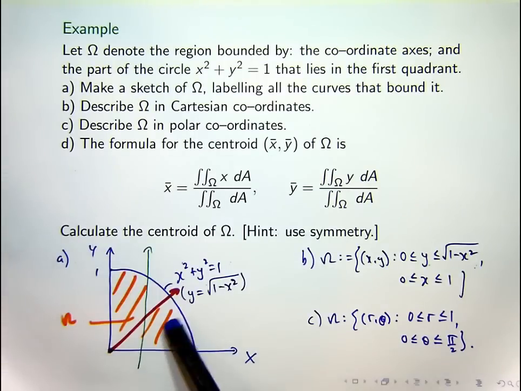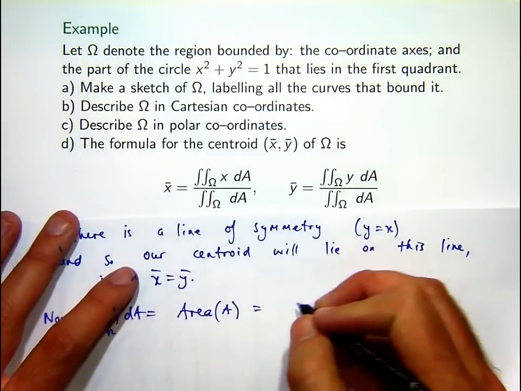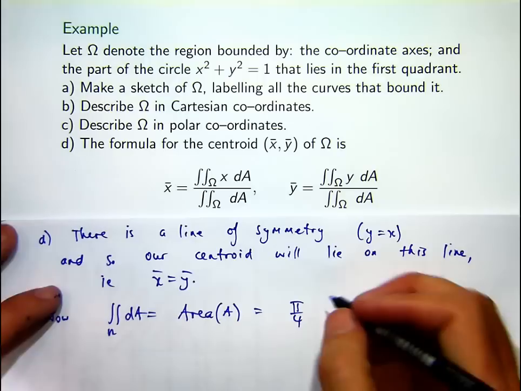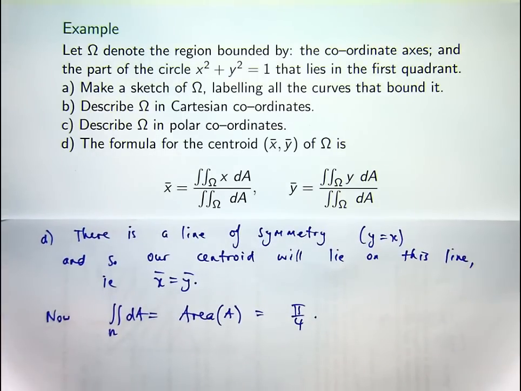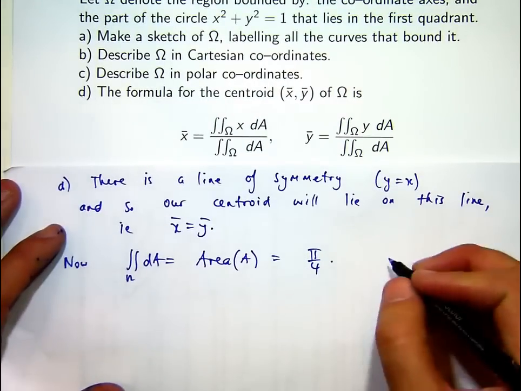Okay, so it's the area of a unit circle divided by 4. Okay, so it'll be pi on 4. Easy. No double integration required. Now for the top, for the numerator, yes, we might need some integration there.